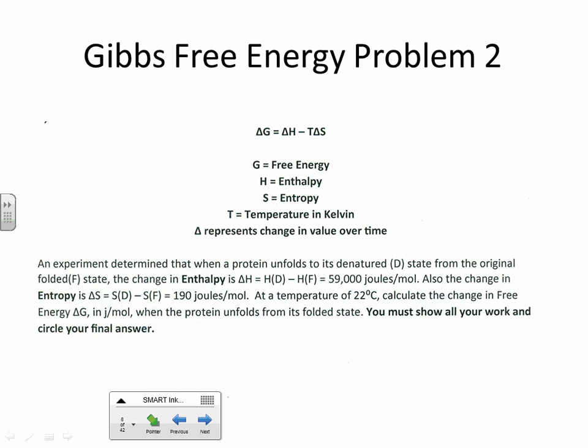So here's another one. An experiment determined that when a protein, it's the same basic wording, unfolds to its denatured state from its original folded state, the change in enthalpy is 59,000 joules per mole. The change in entropy is 190 joules per mole. And at a temperature of 22 degrees C, calculate the free energy in joules per mole.